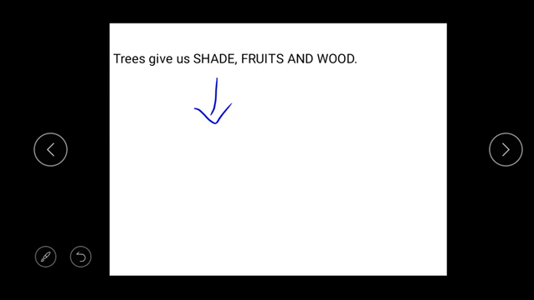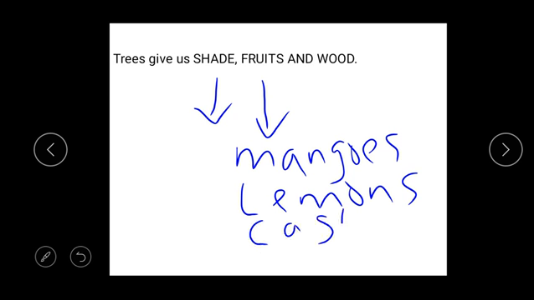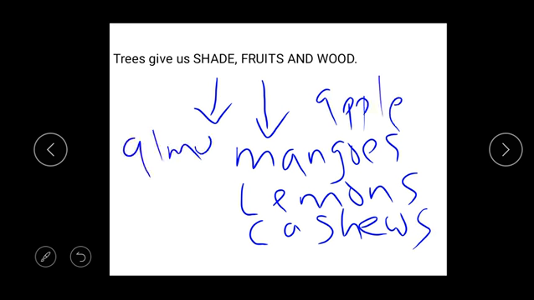We can also get fruits from our trees. Fruits like mangoes, like lemons, like cashews. You can get your apples, you can get your almonds, you can get all kinds of fruits from your trees.